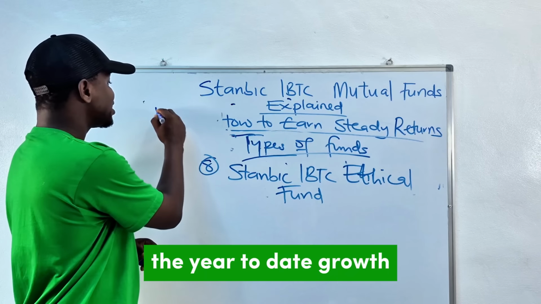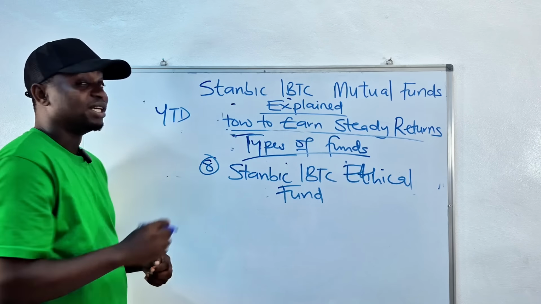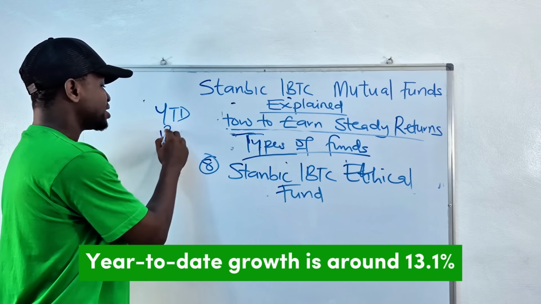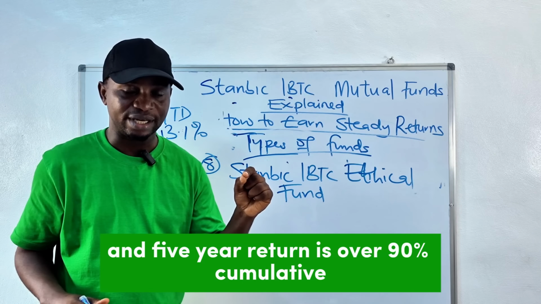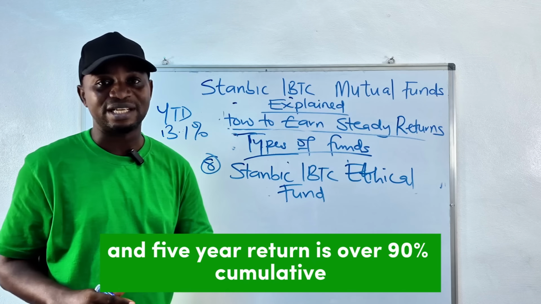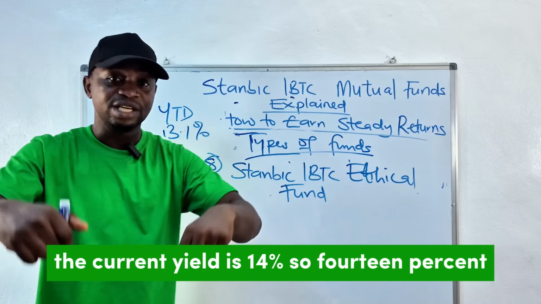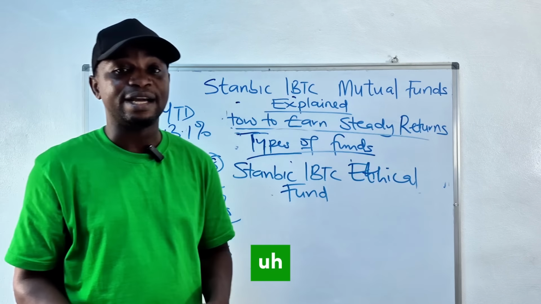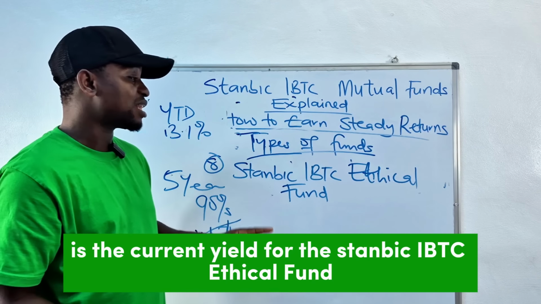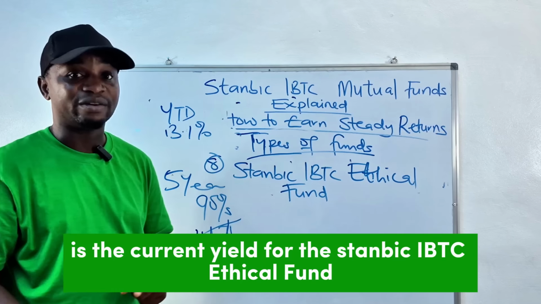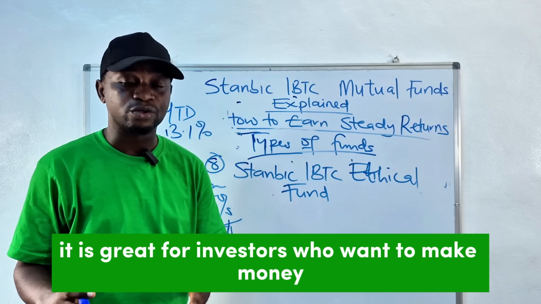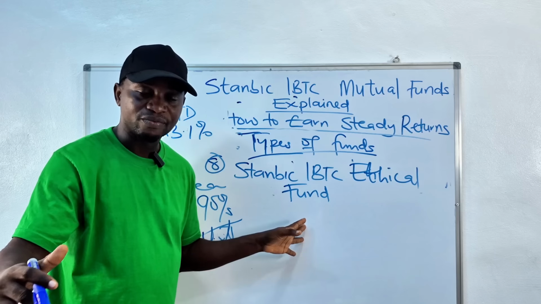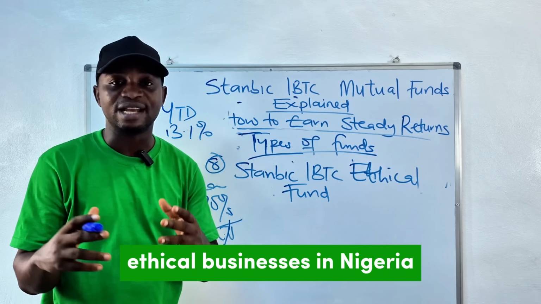The year-to-date growth is around 13.1%, and 5-year return is over 90% cumulative. The current yield is 14%. So 14% is the current yield for the Stanbic IBTC Ethical Fund. It is great for investors who want to make money while also supporting good ethical businesses in Nigeria.